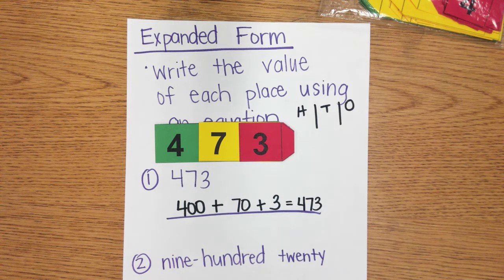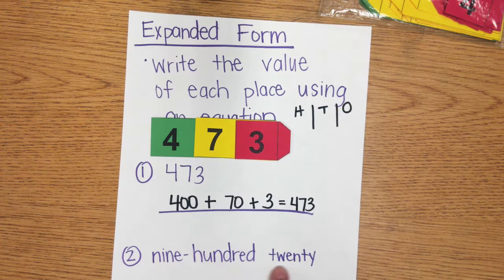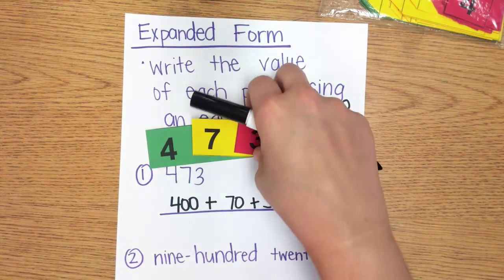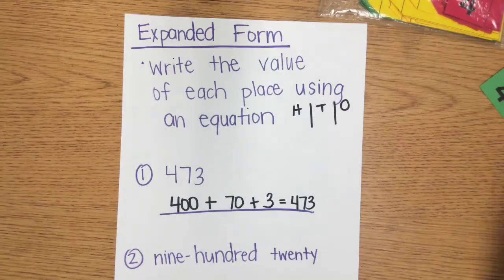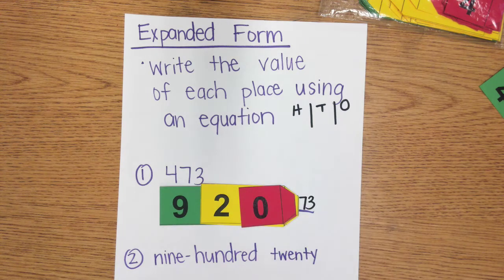Well, when I look down here, I have my number name again. So I have 920. Well, to use my arrow cards to build 920, there are my arrow cards. When I look at this, I see that I have 9 hundreds, 2 tens, and 0 ones. And remember, when I'm doing the expanded form, I'm telling you the value of each place, and I'm writing an equation to show what the value of each place is. So I have to add them together to get a total value of 920.